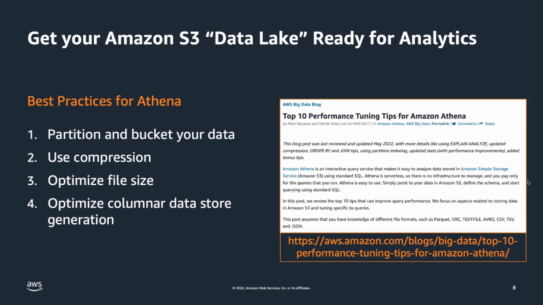Next is compression. So use compression. It's more efficient for Amazon Athena, and it decreases your cost. You can also optimize the file size. You don't want to load too many small files. That increases your cost. You want to optimize the file size, and the recommendation is usually around 128 meg. That's the sweet spot for a good file size that Amazon Athena can read.